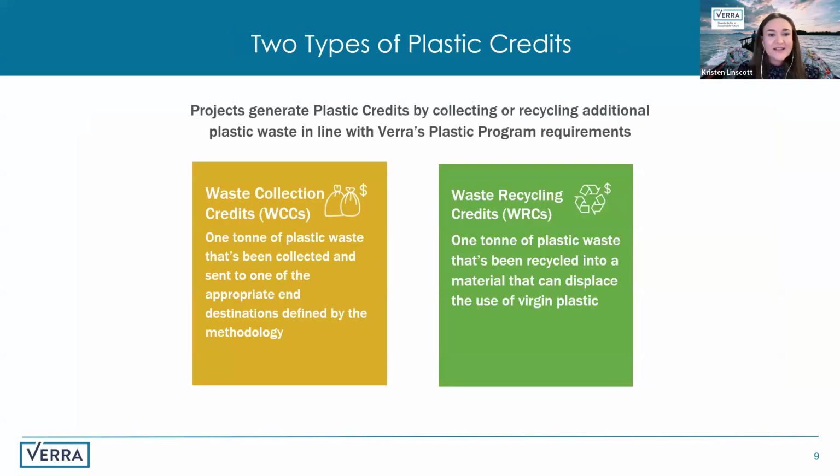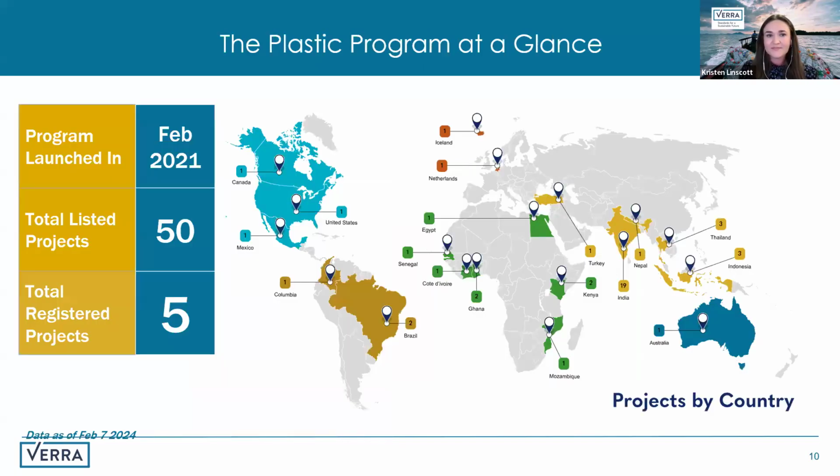And we should mention that while we generally refer to plastic credits, there are 2 types of plastic credits: waste collection credits and waste recycling credits. WCCs are issued for every ton of plastic waste that's collected and sent to one of the appropriate end destinations defined by the collection methodology. And WRCs are issued for every ton of plastic waste that's recycled into a material that can displace the use of virgin plastic.